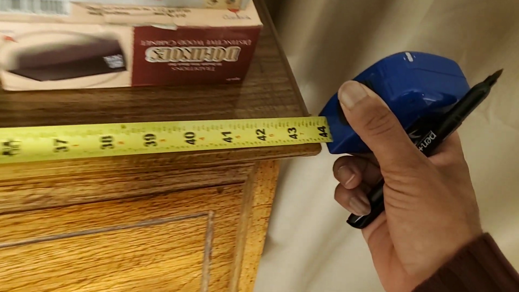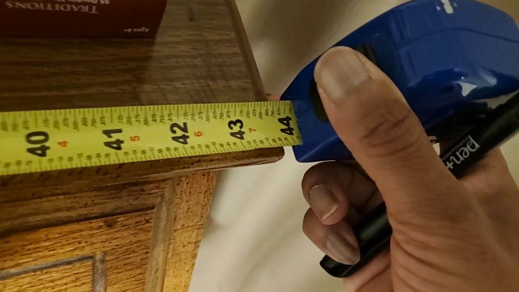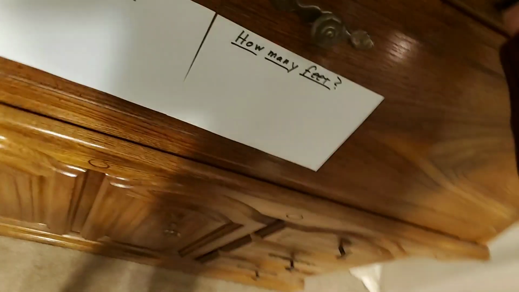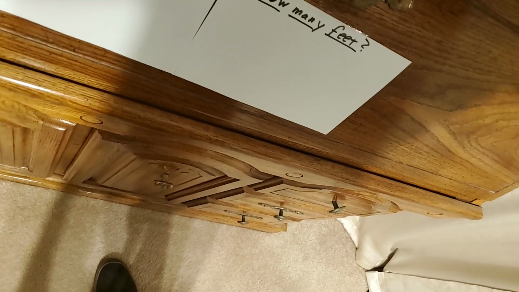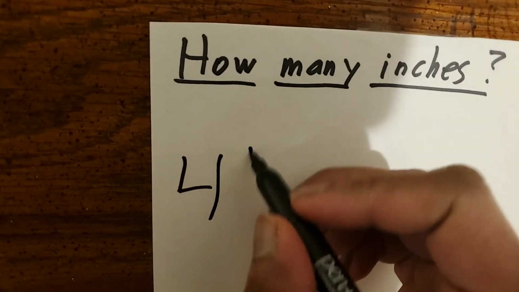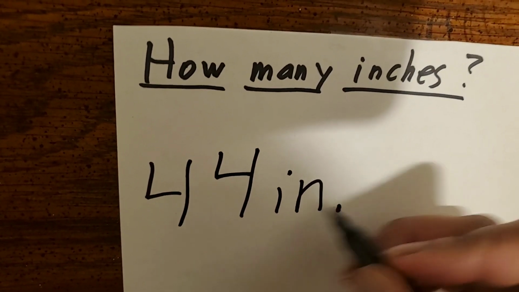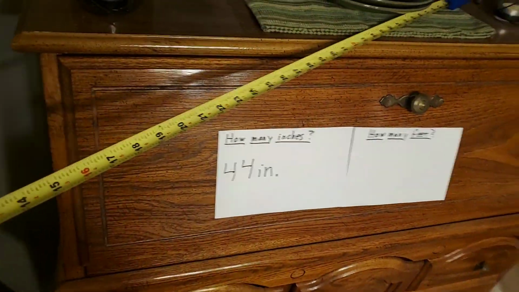When we look at it, from one end of the armoire is 44 inches. So let's go ahead and write down 44 inches. It's 44 inches long. So this armoire is 44 inches long.